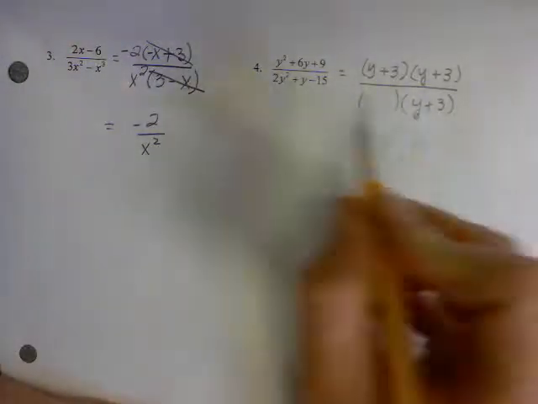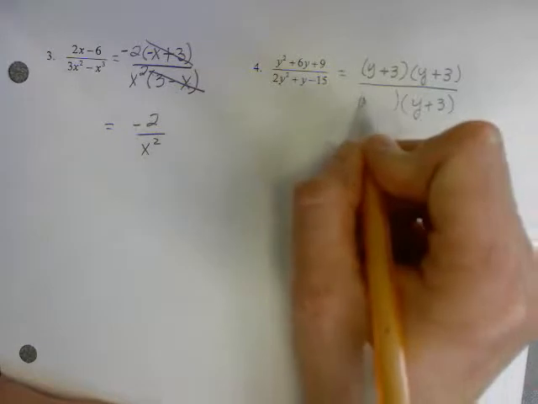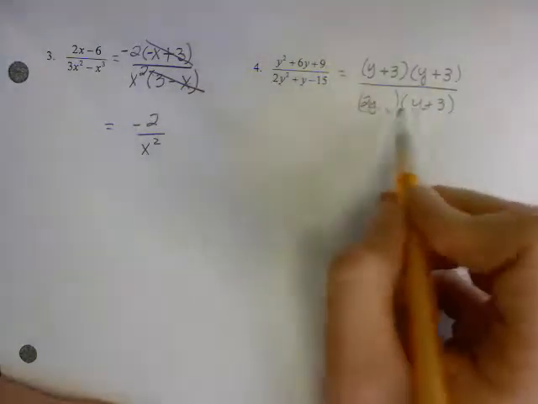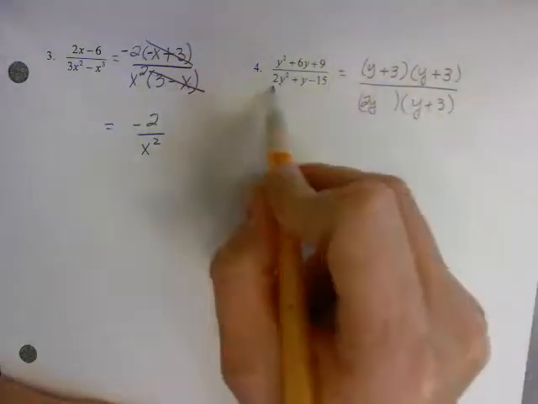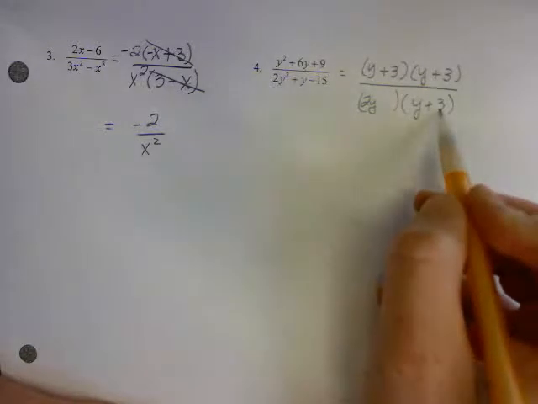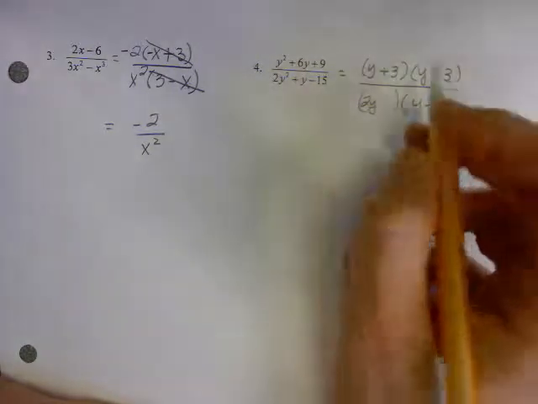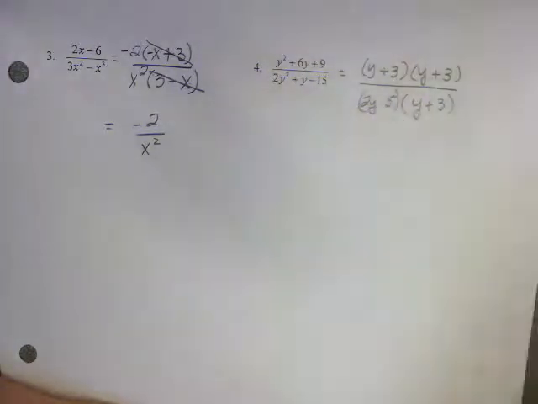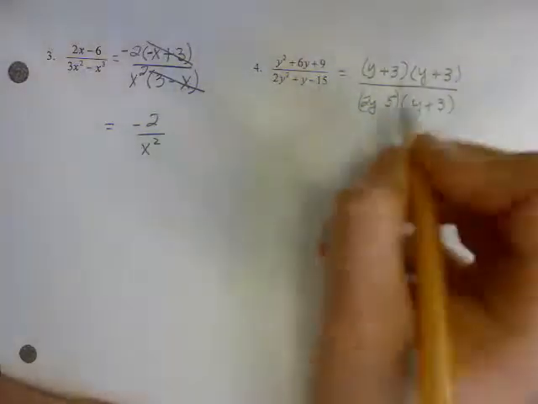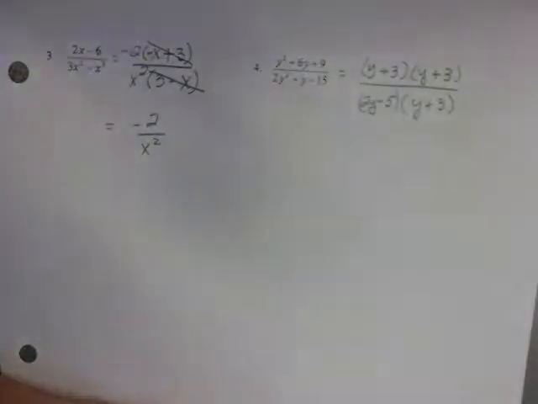So if I have a y here, to get 2y squared, I need a 2y. 2y times y is 2y squared. Now I have a 3 here, and I need another number to multiply to 15. So if I have a 3 I'm going to need a 5. Now I need a negative 15, so this would have to be a negative 5.